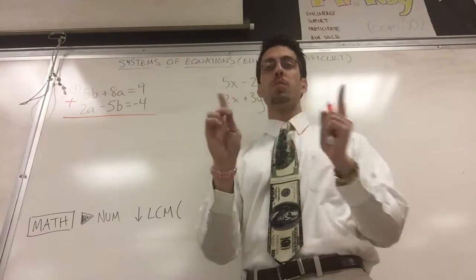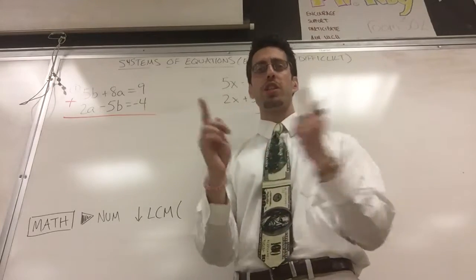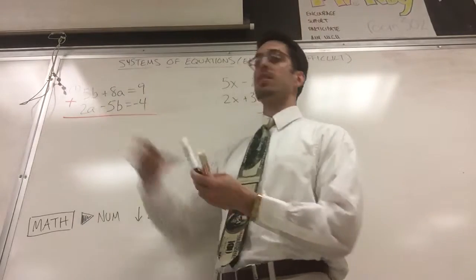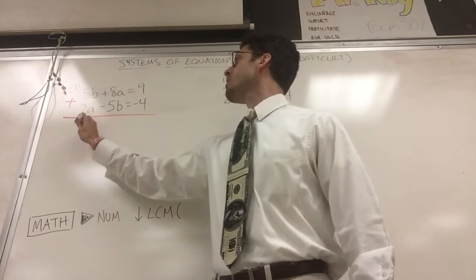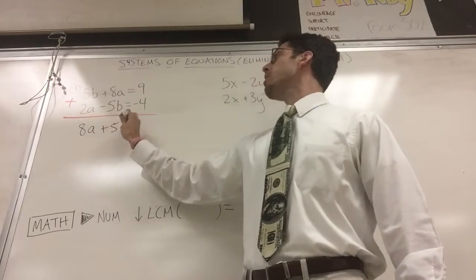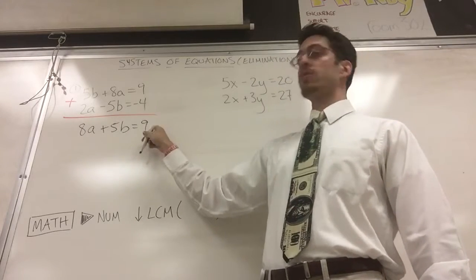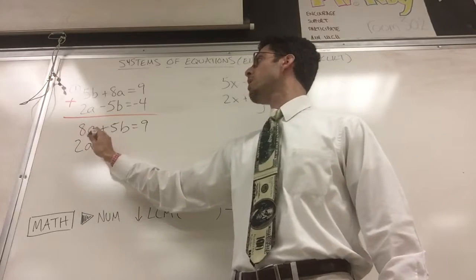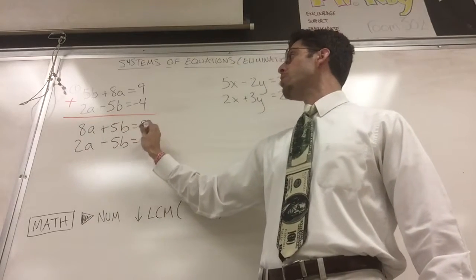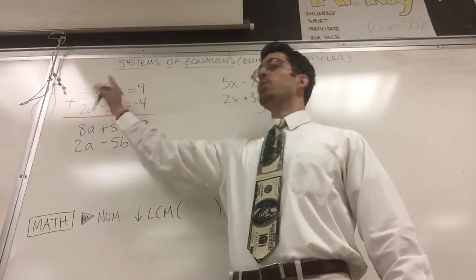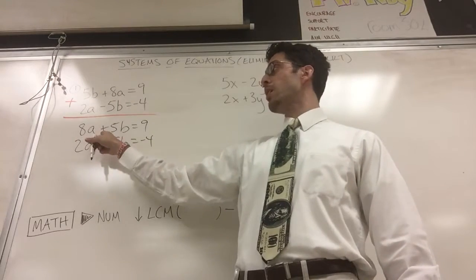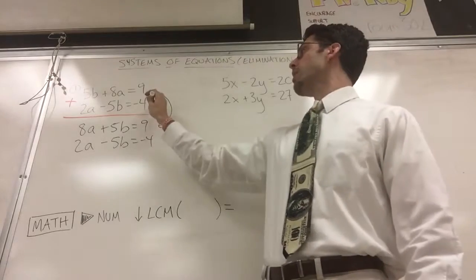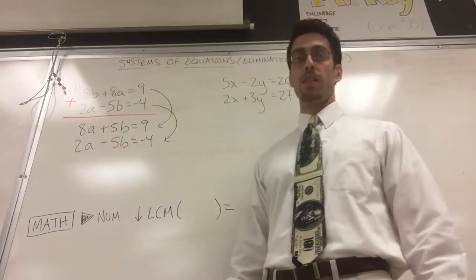So I'm going to use the switch it property, the commutative property, that says 5B plus 8A is the same as 8A plus 5B equals 9. So this is the same as line 1. I just rewrote it. And line 2, I'm going to just rewrite without switching anything. Here, I use the commutative property to rewrite it, and here, I did nothing.